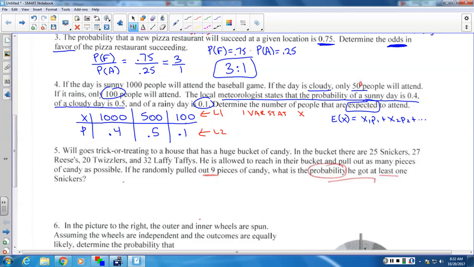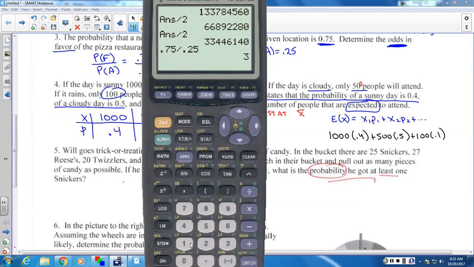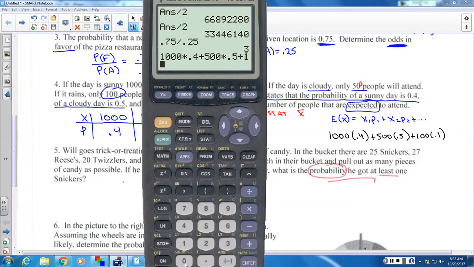And we're looking at the x bar. So just for grins and giggles, I'll do it both ways with you. So by hand, I would say 1,000 times 0.4 plus 500 times 0.5 plus 100 times 0.1. And then we would type that into our calculator. And we get 660 people.